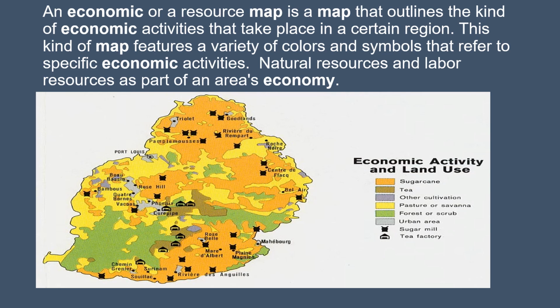An economic or resource map is a map that outlines the kind of economic activities that take place in a certain region. This kind of map features a variety of colors and symbols that refer to specific economic activities, natural resources and labor resources as part of an area's economy. Look here in this picture, there are different kinds of colors that refer to some economic activities and land use.